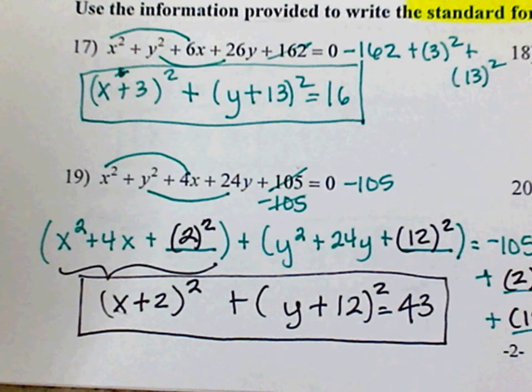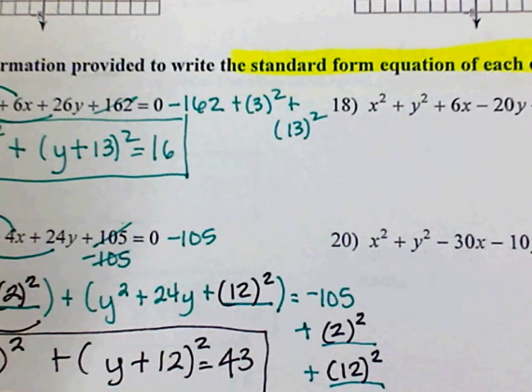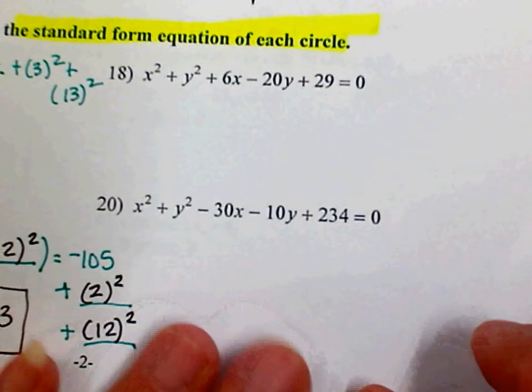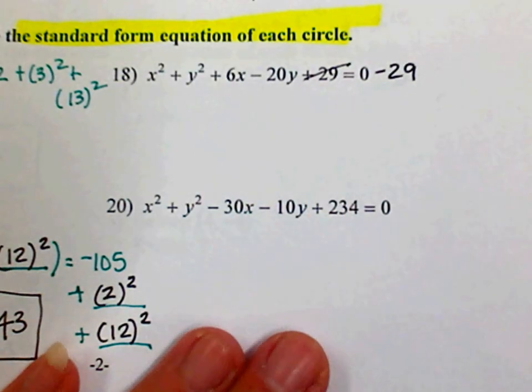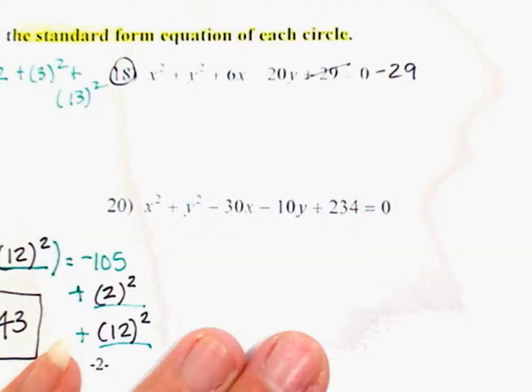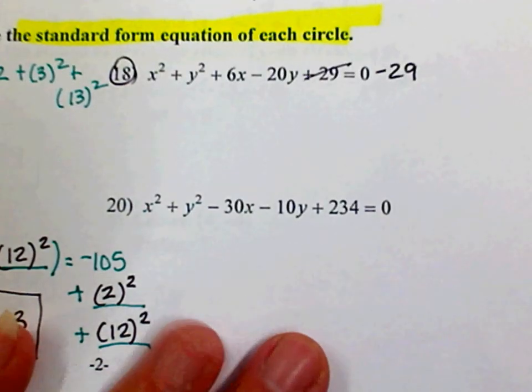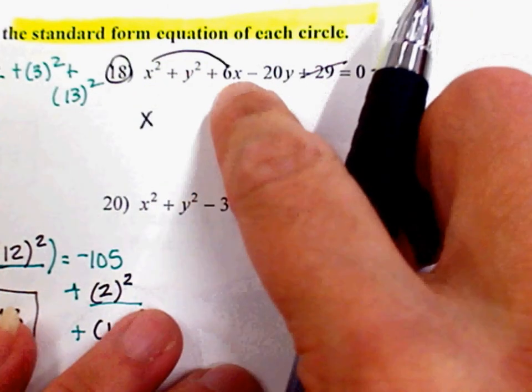You guys want to try 18 and 19? You want to try that, or are you good? Want to try another one? Okay. Let's look at number 18 real quick. I'm going to do it in green. I mean in black. I don't know my colors. Move my numbers over so you got negative 29. Okay. You guys ready? x. What's half of 6? 3. So plus 3 squared.